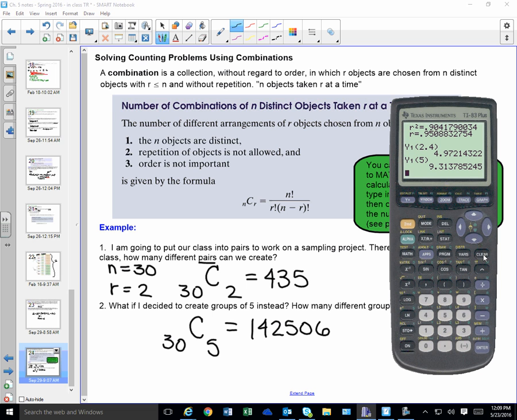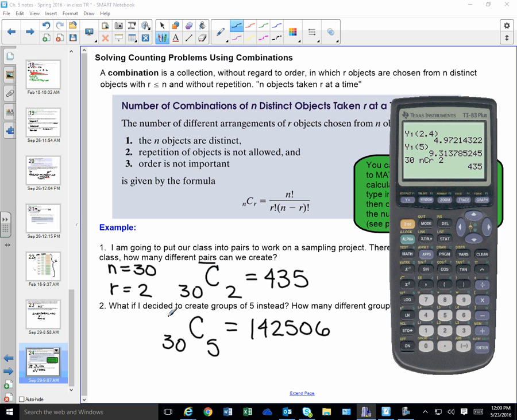The way we would figure that out is we put in our first number, 30. Then I'm going to go back to math, PRB, go to NCR, and then choose 2. So it says from 30, I'm going to choose 2 at a time. How many ways can I do that? And I get 435. So there's 435 different pairs that I could make in my group of 30 people.